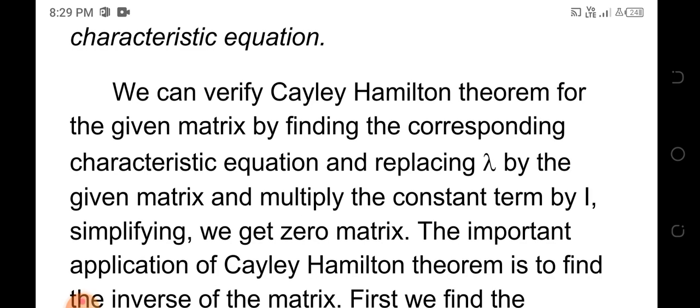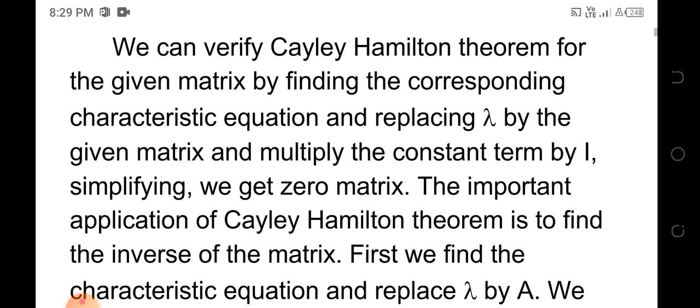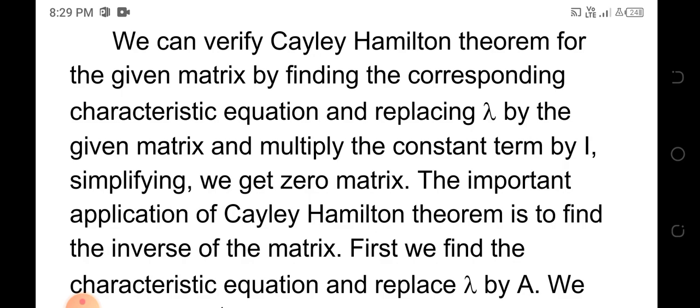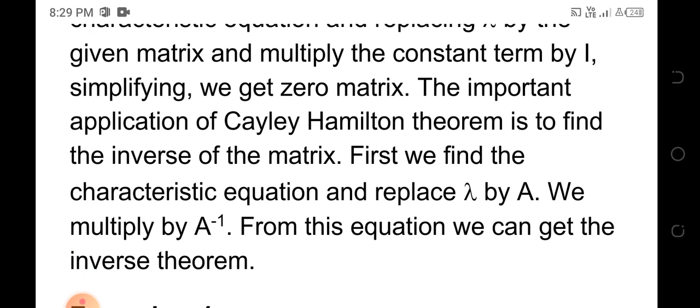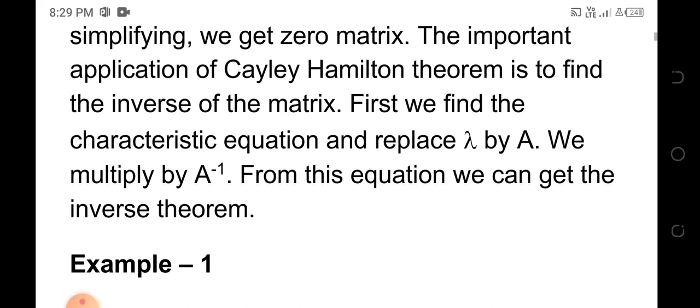After that, the lambda of the characteristic equation can be converted into a matrix called A. And for the constant value, we convert it with that constant number along with the identity matrix called I. That is the procedure followed by the Cayley-Hamilton theorem. And the purpose of the Cayley-Hamilton theorem is to find the higher powers of A and also the inverse of the matrix. The major purpose is the inverse of the matrix, and the second one is the higher powers of A.